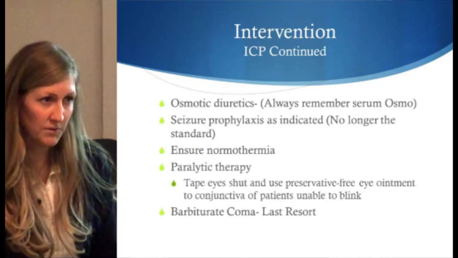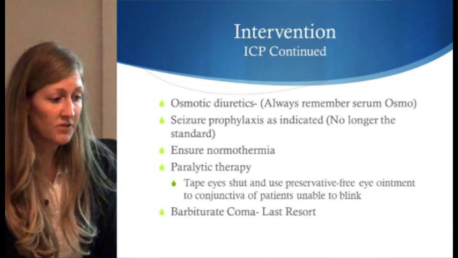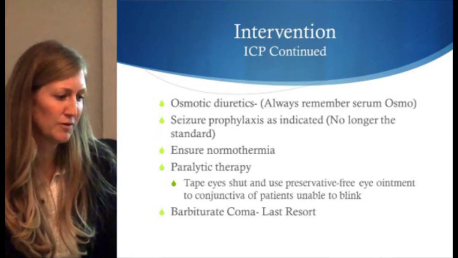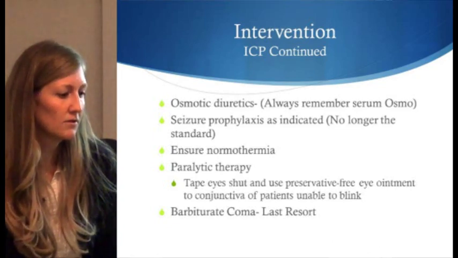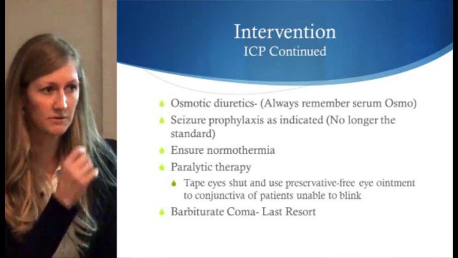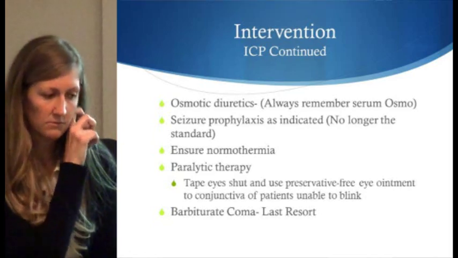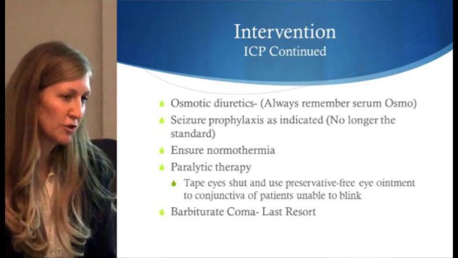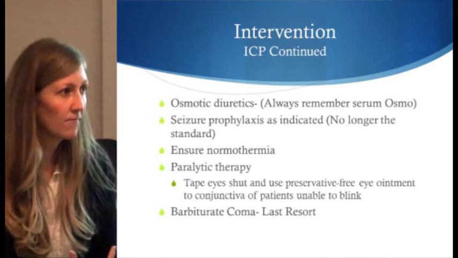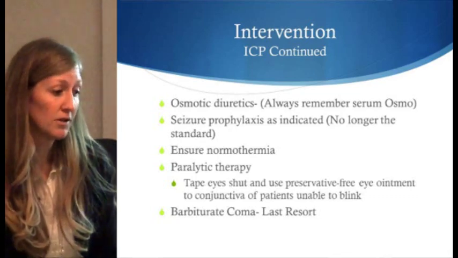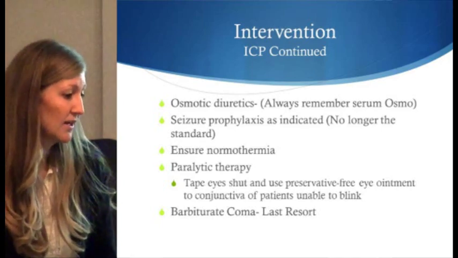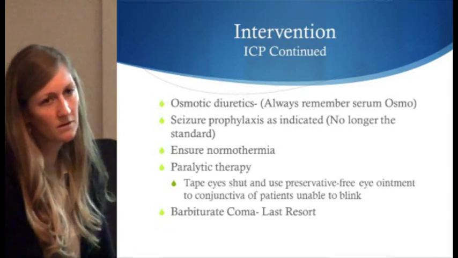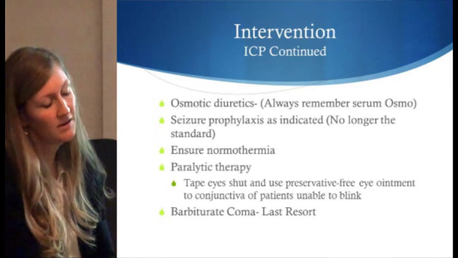Also, medications. We can give osmotic diuretics. And just remember your serum osmol before you start giving those medications. And then seizure prophylaxis, we don't really do that. It's not really indicated, but of course there is a risk for seizures when you have changes, there's blood that's irritating the brain, or you have high ICPs. Of course, ensure normothermia. These patients tend to have fevers or be really cold, usually fevers. And then as a last resort, we can look at paralytic therapy and a barbiturate coma. And then these are just some of the nursing interventions. Don't forget about taking care of their eyes.